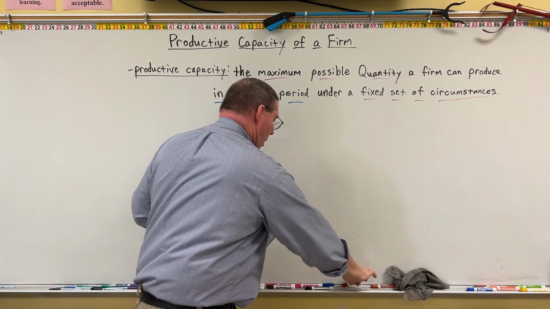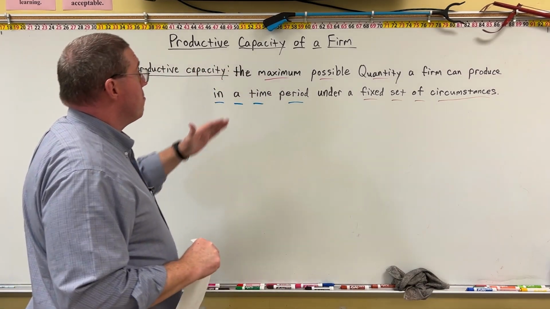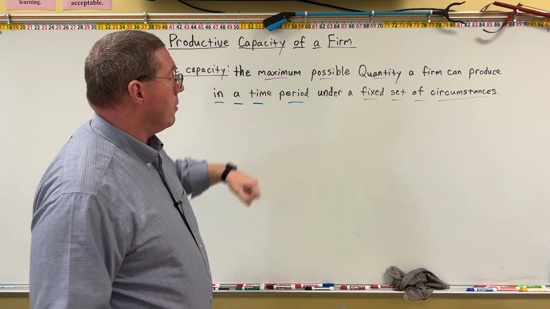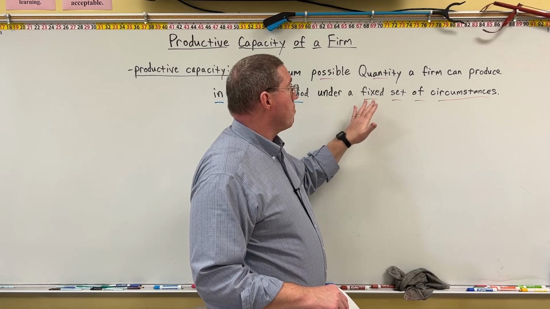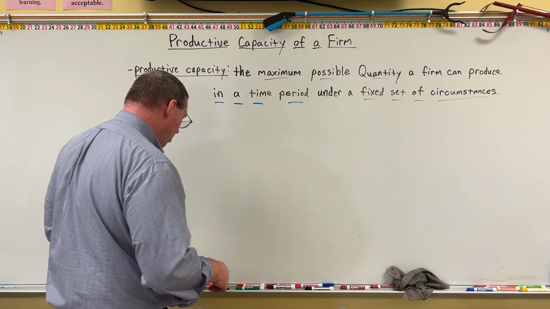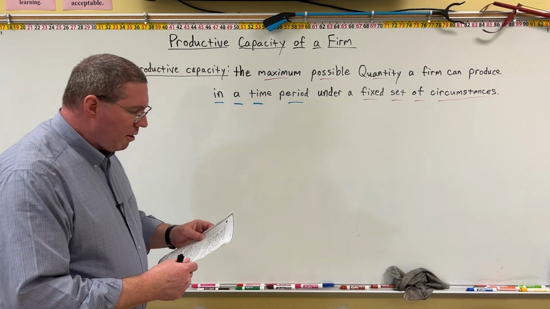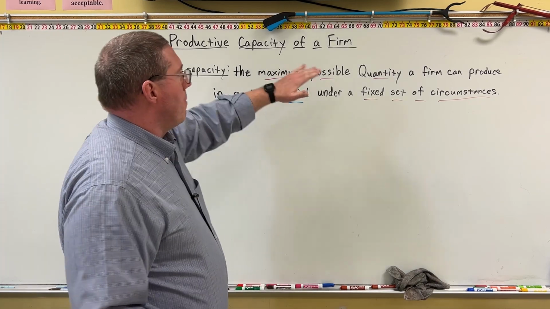And so for UGI Corp, what we're going to do is define this maximum possible quantity, define the time period for UGI Corp, and define UGI Corp's fixed set of circumstances, okay? Then we're going to explore it a little more deeply, okay? So let's start with: what is the maximum possible quantity?